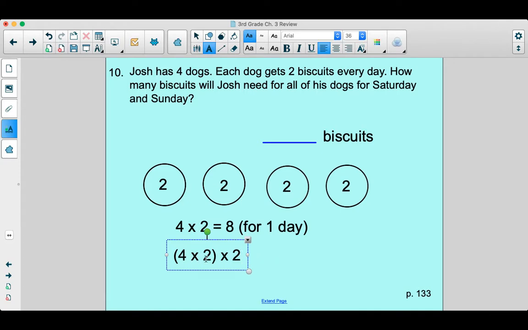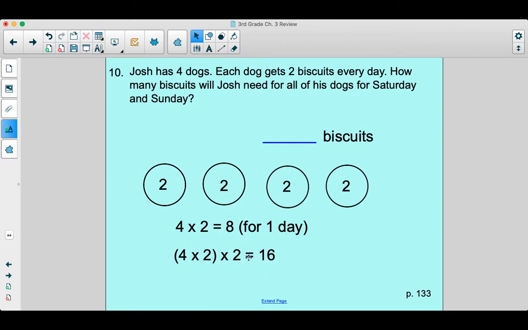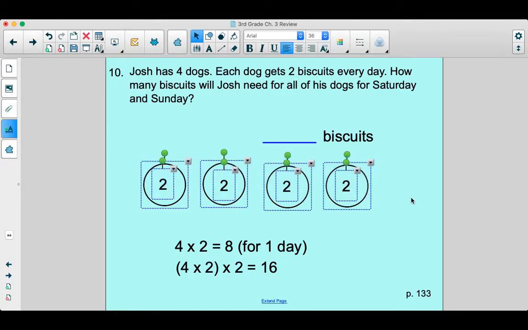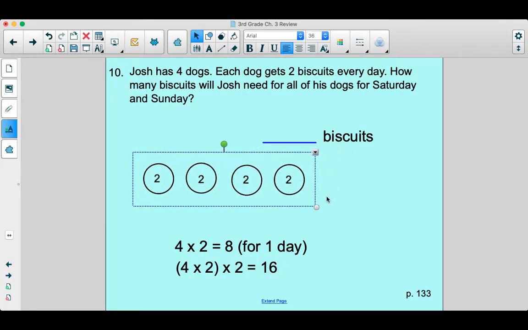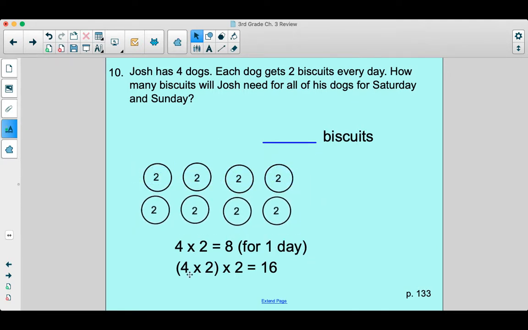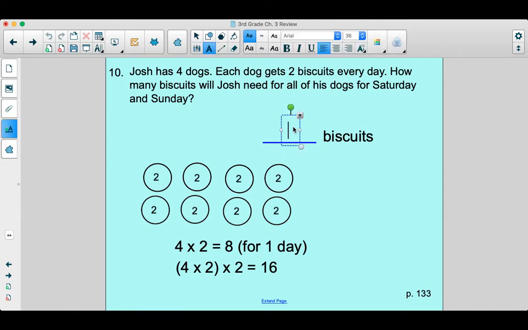So 4 groups of 2 is 8 times 2 is 16, and then, let's see, this would be like Saturday, let's see, make this a little smaller. And this would be like Sunday. So you can actually see 4 groups of 2, and then we doubled it. Do you see how we doubled it there? That's this action right here. So he gets 16. He needs 16 dog biscuits for Saturday and Sunday. What a good guy Josh is.